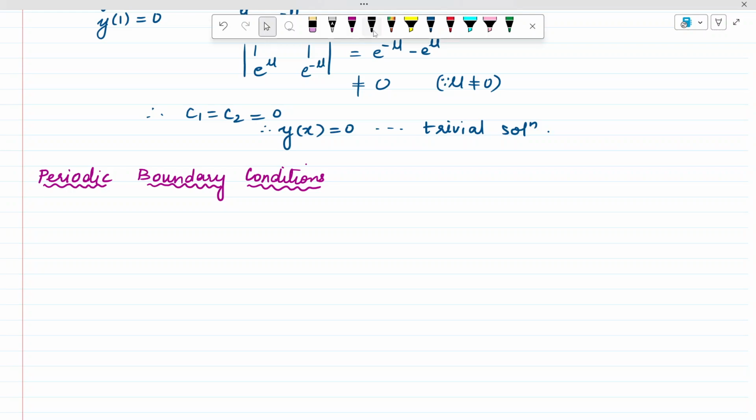The periodic boundary conditions look something like this. You will have y of a is equal to y of b, and y dash of a is equal to y dash of b. I hope there's no need to explain why the word periodic. The values are repeating after a certain period. After a, at b, again the value is the same. For the derivative also, after a, the value again is the same at b.